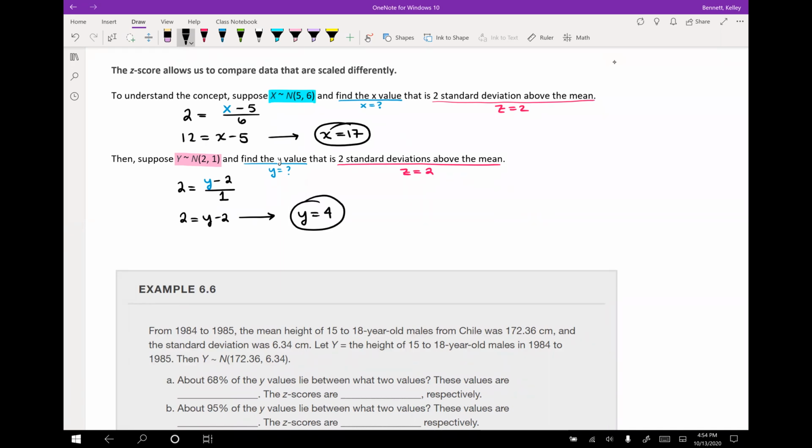So now I can kind of compare and contrast x values and y values because they're both normally distributed. Granted, they don't have the same mean and standard deviation, but I can now say whether or not certain values are within a certain range or if they're outliers or not.